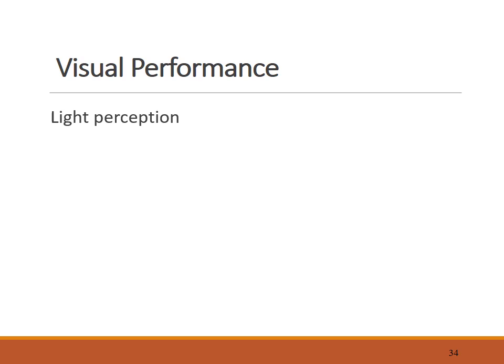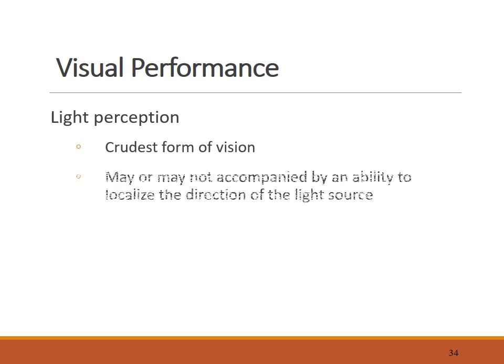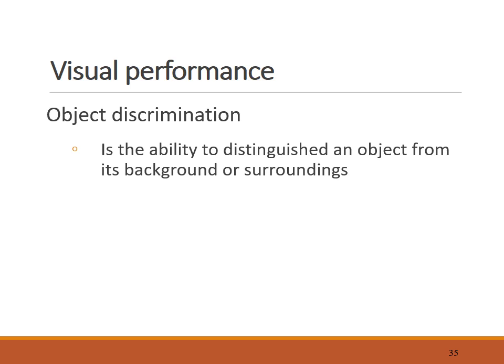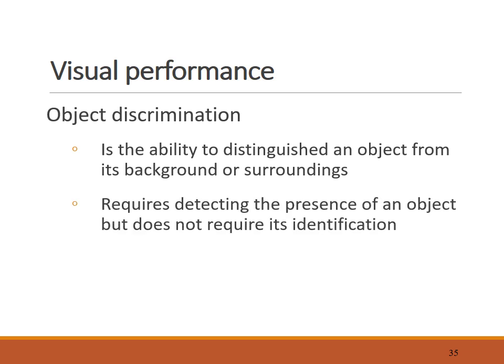In light perception of visual performance, it is the crudest form of vision and may or may not be accompanied by an ability to localize the direction of the light source. Object discrimination refers to the ability to distinguish an object from its background or surrounding. It requires detecting the presence of an object but does not require its identification.